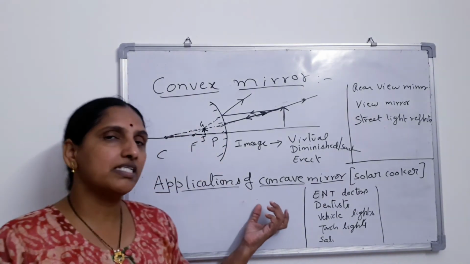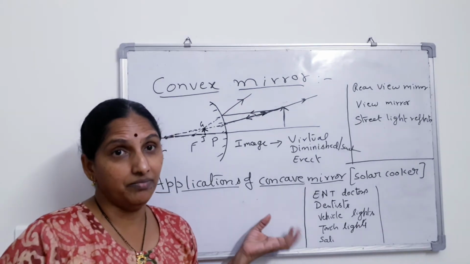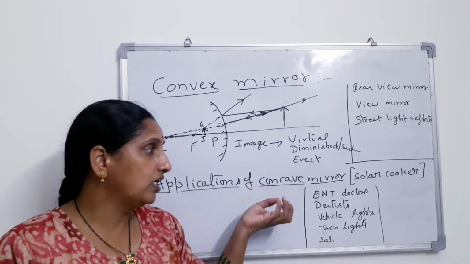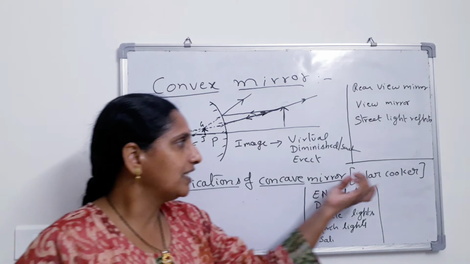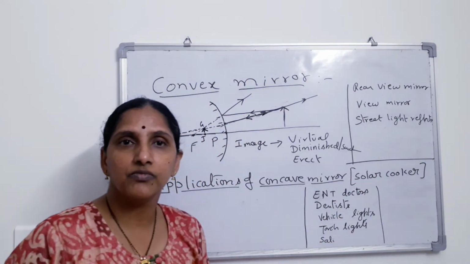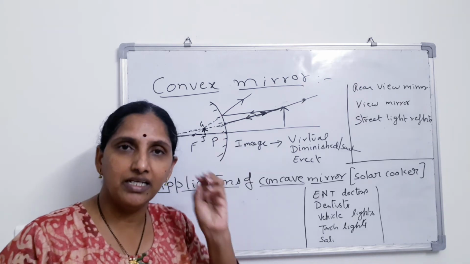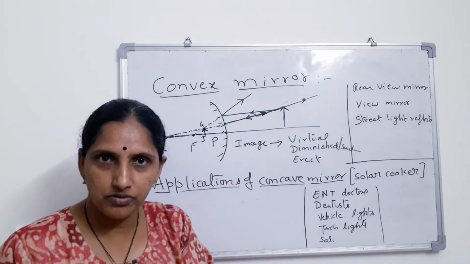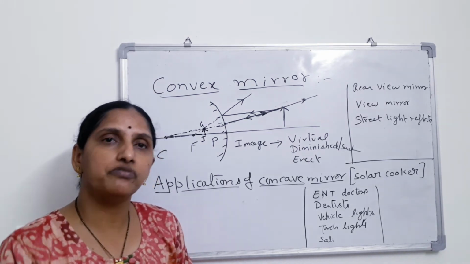One of the applications given in your textbook, which can be answered as a 2-mark question, or sometimes with a diagram as a 4-mark question, along with the rules of how the images are formed, is the solar cooker. What is the principle of it? It uses sunlight to produce heat and boil things. How are the sun rays used for cooking purposes?